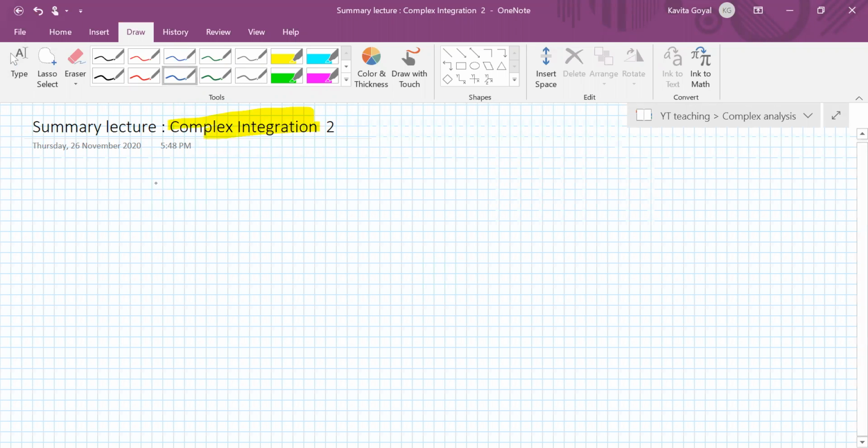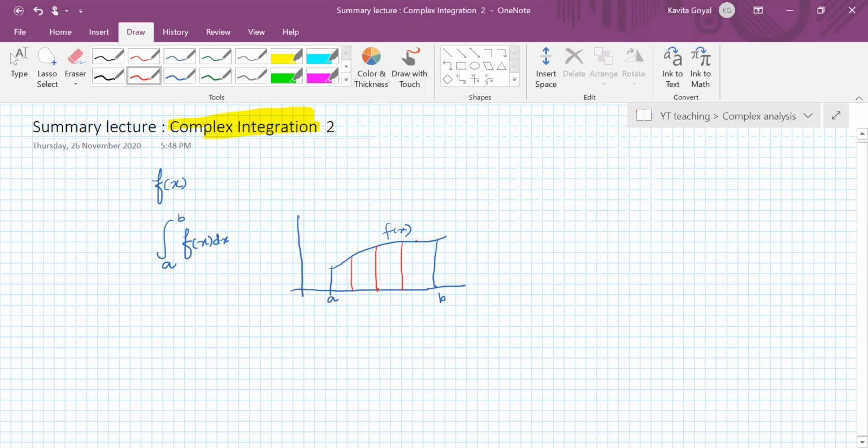So for example, if you have a function of a real variable, say f of x, and you are asked to integrate f of x dx from a to b, then you know the physical meaning. This is a curve, and if we assume the function is continuous from a to b, you divide your domain a to b into n parts, and for each part you have approximately this area, and then you add, and you take the number of parts going to infinity. So ultimately you will get the area under the curve. That is the meaning of this integral, right?